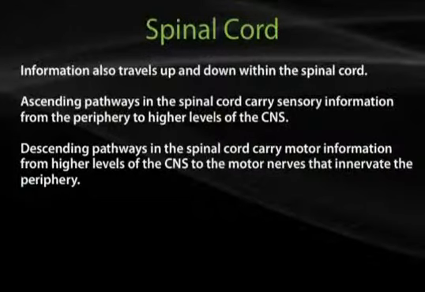Information also travels up and down within the spinal cord. Ascending pathways in the spinal cord carry sensory information from the periphery to higher levels of the central nervous system. Descending pathways in the spinal cord carry motor information from higher levels of the central nervous system to the motor nerves that innervate the periphery.